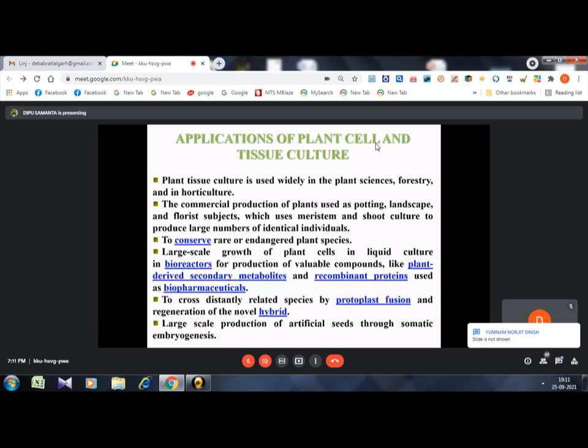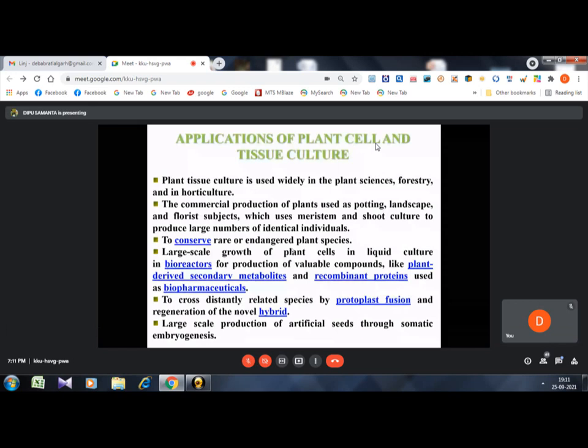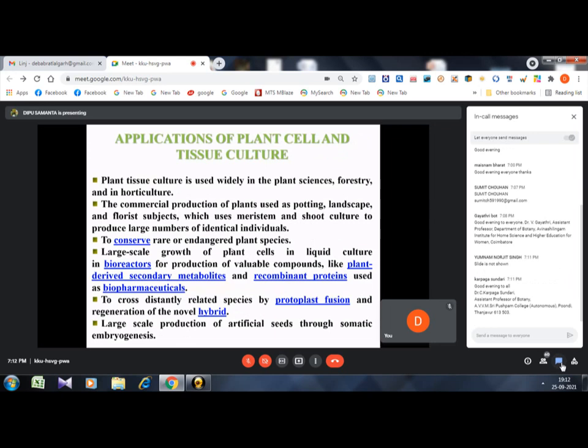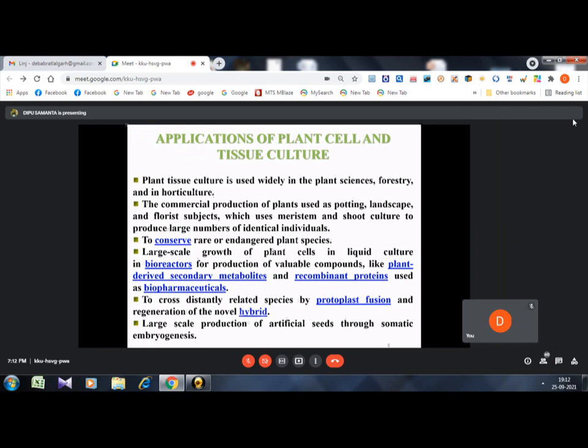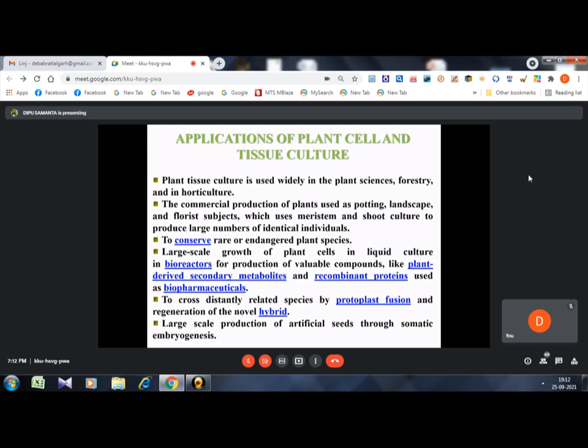For large-scale production of different secondary metabolites and recombinant proteins that are used as biopharmaceuticals, plant tissue culture has a very good role. We have seen that in the case of Mentha, rosmarinic acid production, in the case of Bacopa, in the case of Centella asiatica, there are several-fold increases in secondary metabolites under tissue culture or in vitro conditions. It is also used to cross distantly related species by protoplast fusion and regeneration of the novel hybrid. Large-scale production of artificial seeds through somatic embryogenesis is also a very important aspect of tissue culture.